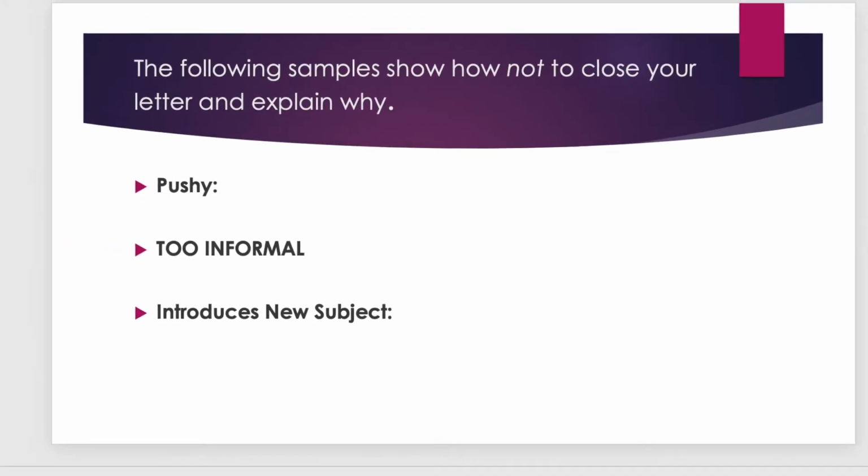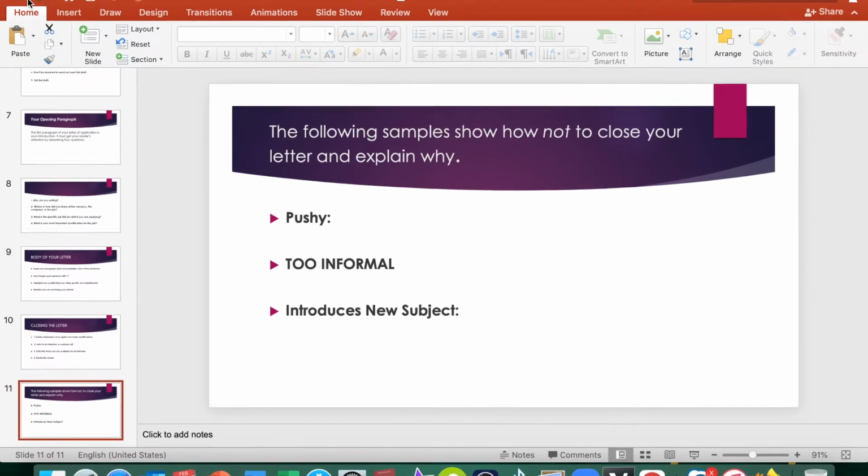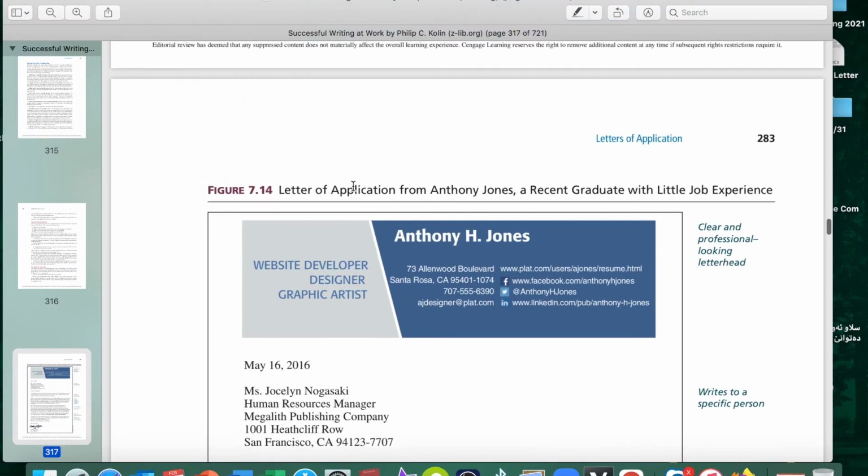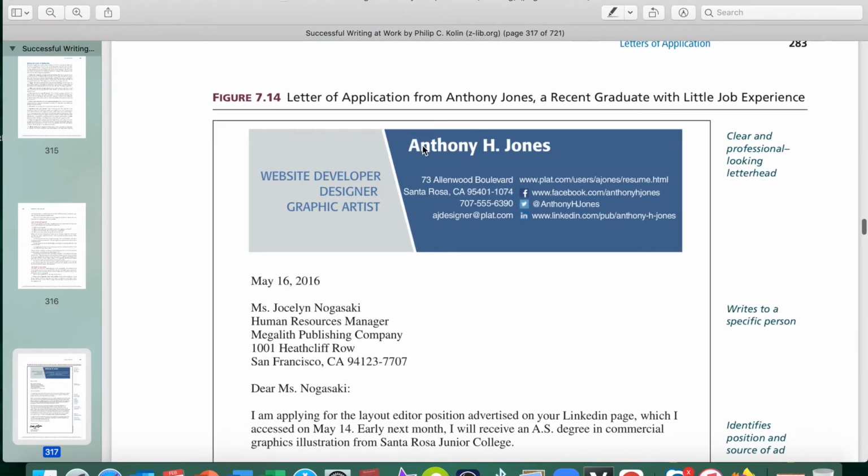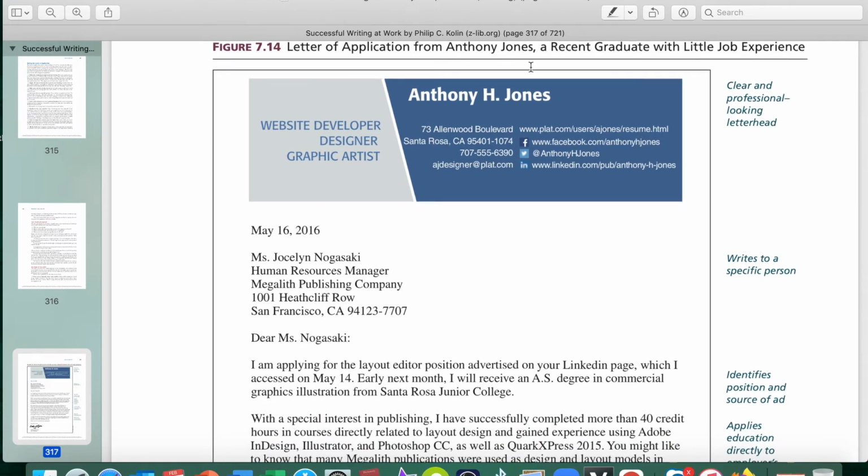So let me show you some examples of cover letters. That's one of the examples. You see that we have Anthony Jones. The book is Successful Writing at Work by Philip C. Kolin. That's a very good book. I recommend you read it. So that's one of the examples of how to write a cover letter. First, you know, is that template. That's the name of the person, all the contact information around here, and website developer, that's his interest.